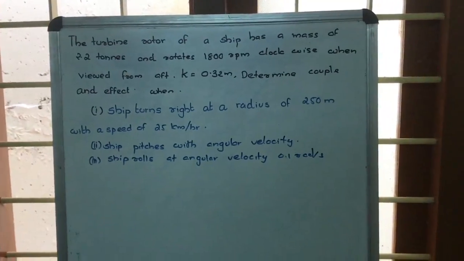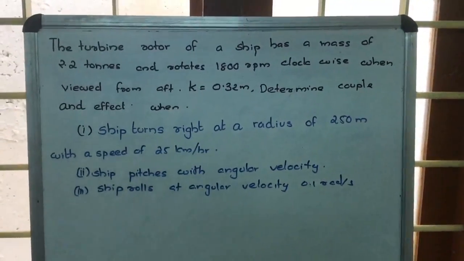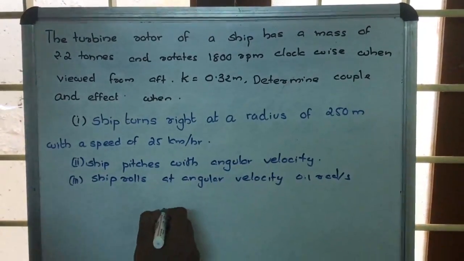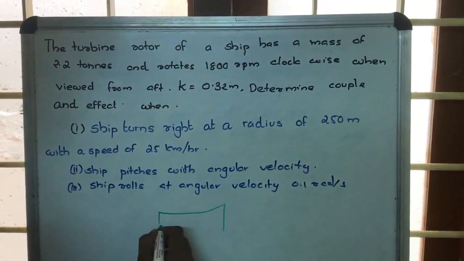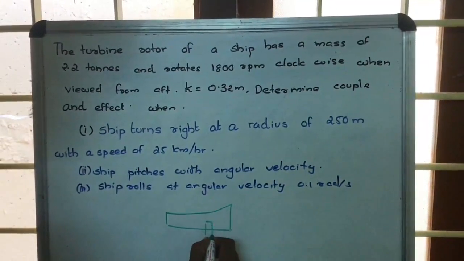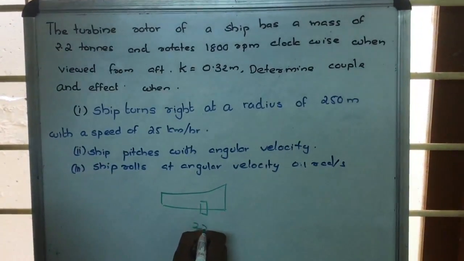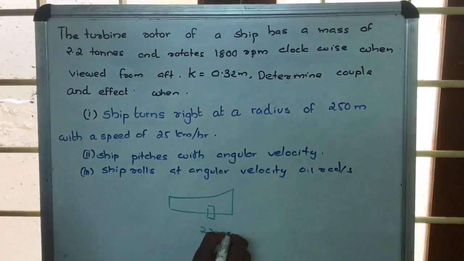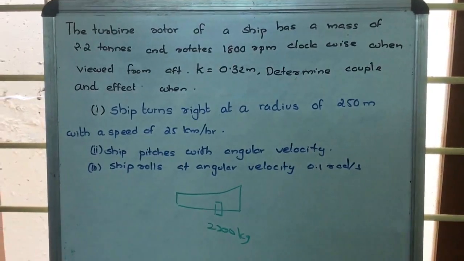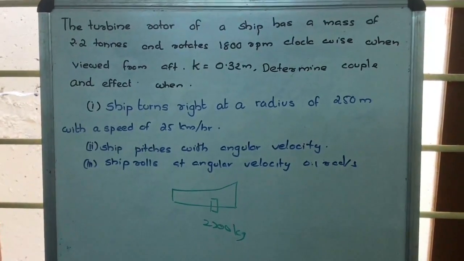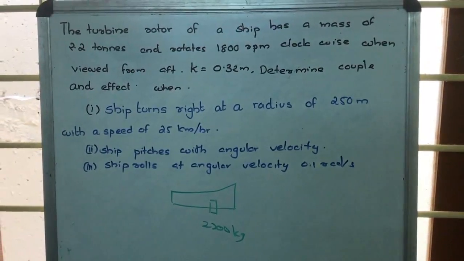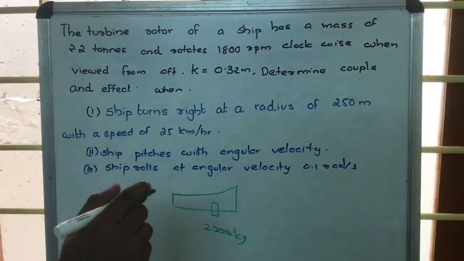The turbine rotor of a ship has a mass of 2.2 tons. So here we have a ship, and in this ship there is a turbine rotor, and this rotor has a mass of 2200 kilograms, and it rotates at 1800 rpm clockwise when viewed from the aft.